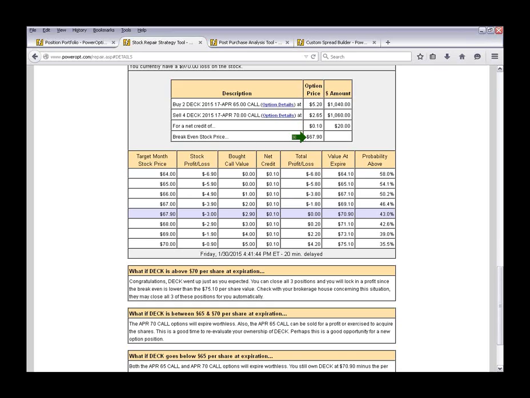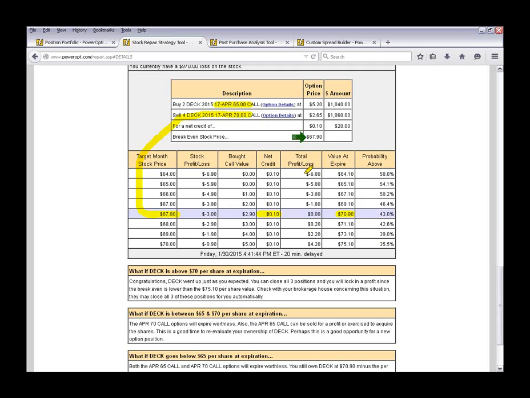Well, that doesn't work. Shouldn't our break-even be $70.80 because our cost basis was $70.90? Well, here's what happens. If the stock moves back up in price and goes to $67.90 at April expiration, remember that's 77 days out, we keep the 10-cent net credit, which lowered our cost down to $70.80.